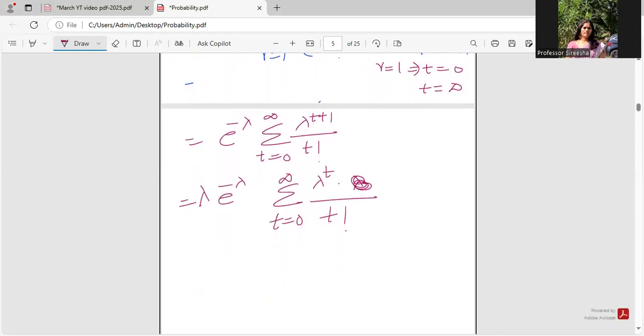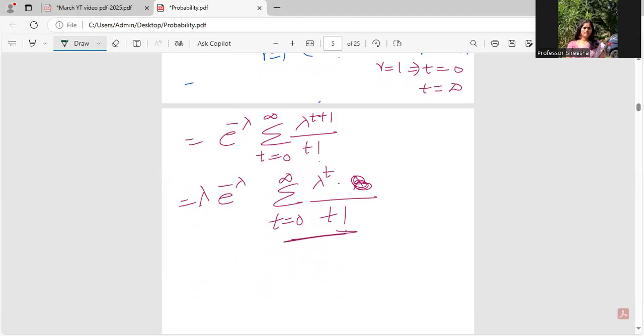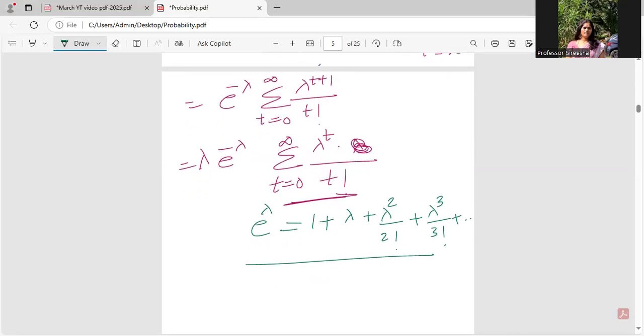Now, if I expand this, please see here, guys. For t is equal to 0, it is 1, since 0 factorial is 1 and lambda power 0 is also 1. For t is equal to 1, it is lambda. For t is equal to 2, it is lambda squared by 2 factorial. For t is equal to 3, it is lambda cube by 3 factorial, and so on. This is nothing but the expansion for e power x, or not? 1 plus x plus x square by 2 factorial, x cube by 3 factorial is the expansion for e power x. In terms of lambda, it is e power lambda.